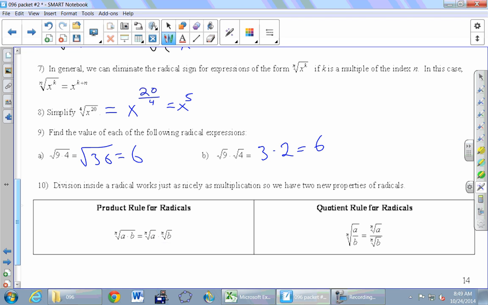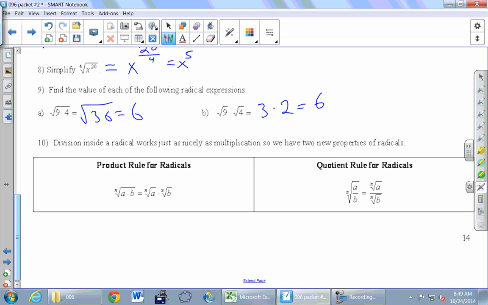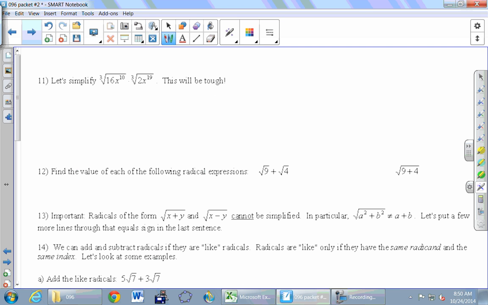It turns out that division works equally nicely. If you have a fraction inside of your radical, you can make it 2 radicals and divide it at the end. So let's see how we're supposed to use these 2 new properties in number 11.